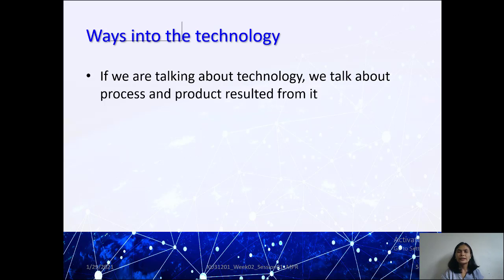So as our topic for today is about ways into technology, when we are talking about technology, of course we are talking about the process and the product resulting from it. So what are the processes and what are the products resulting from technology? We're going to check it out one by one.